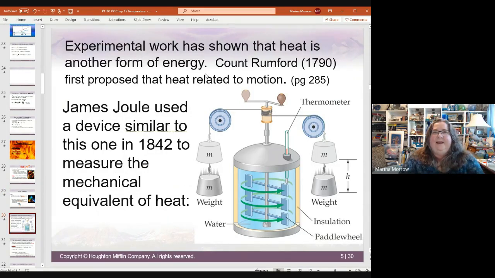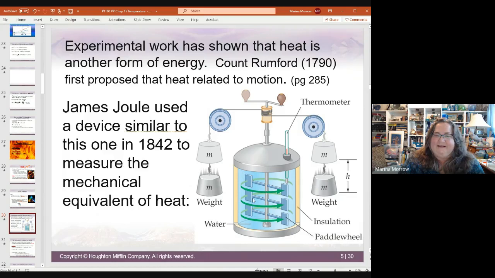Now, heat energy became part of the fields of the other kinds of energy that people were studying, kinetic energy of motion and potential energy, when they were able to prove that they were part of the same thing. Okay, they were both types of energy. And one of the people who figured that out was James Joule.